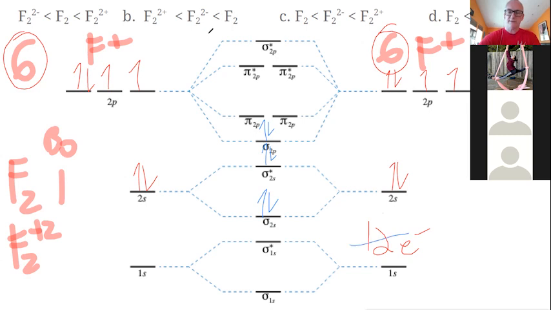Now I got 6 left. 4 on pi 2p. 1, 2, 3, 4. And I got 2 left. Where did this last 2 go? 1 on each of the pi star.